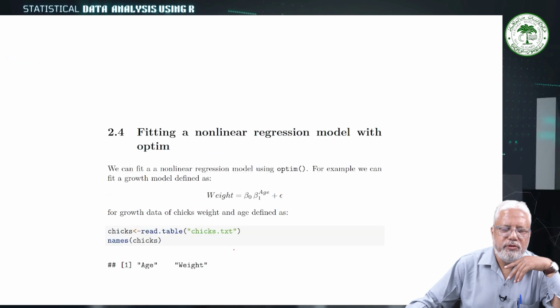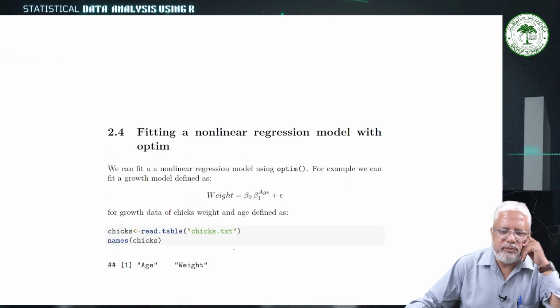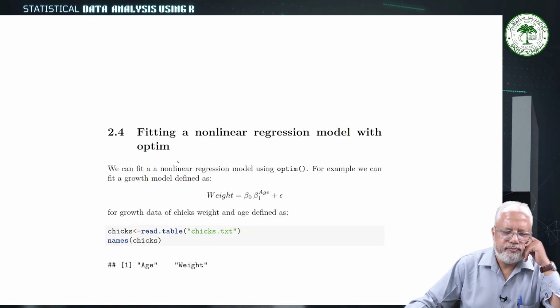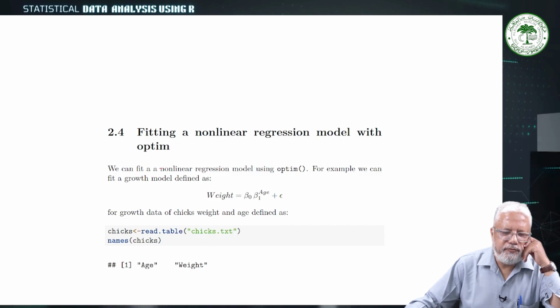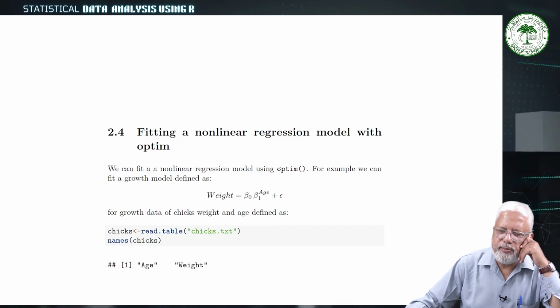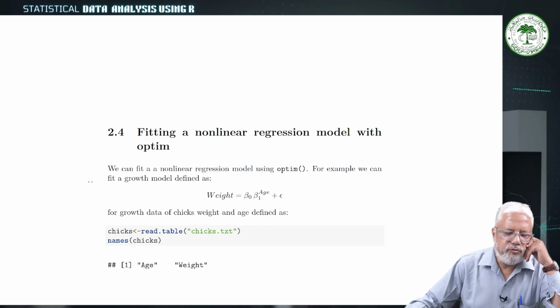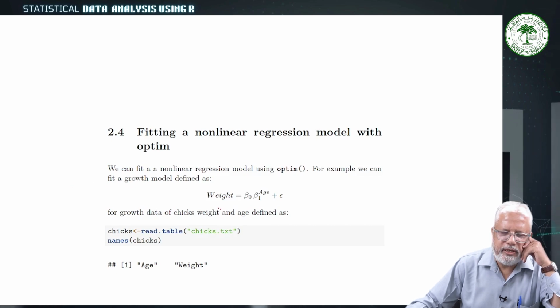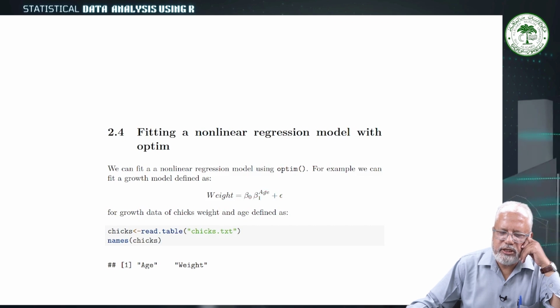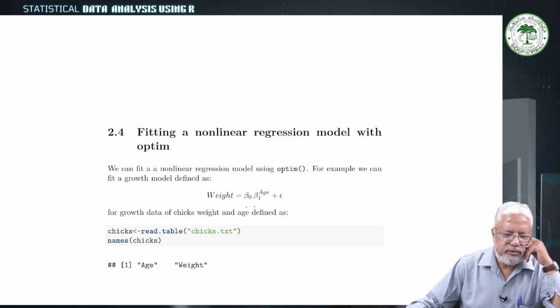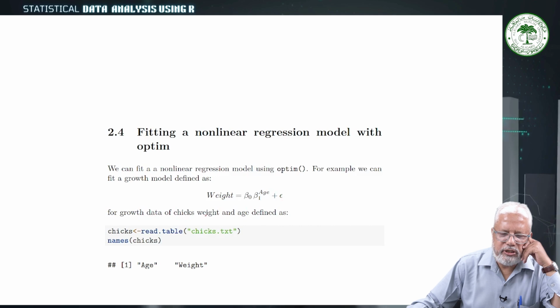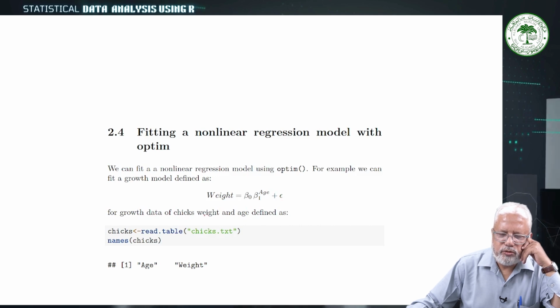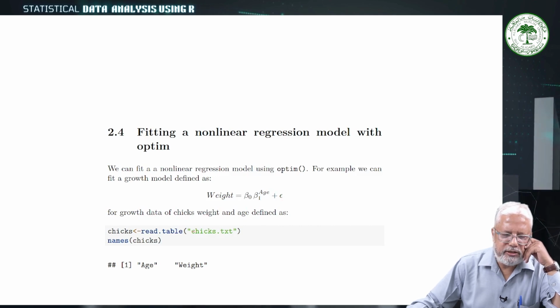Now, fitting a nonlinear regression model with optim. We can fit a nonlinear regression model using optim. For example, we can fit a growth model defined as weight is equal to beta naught into beta 1 raised to the power age plus error, for growth data of chicks, weights and age.